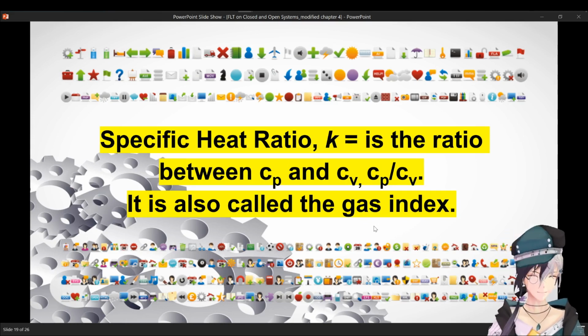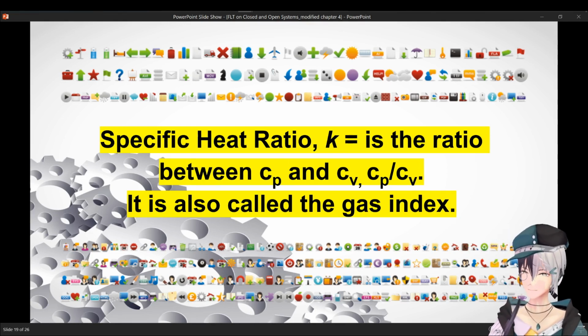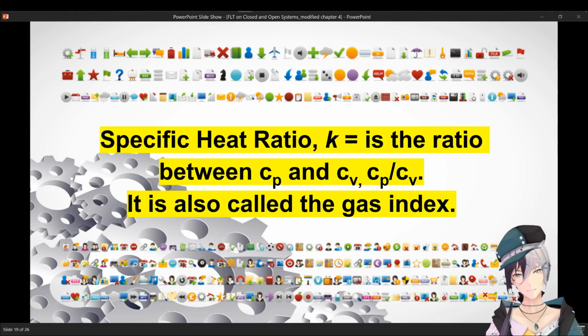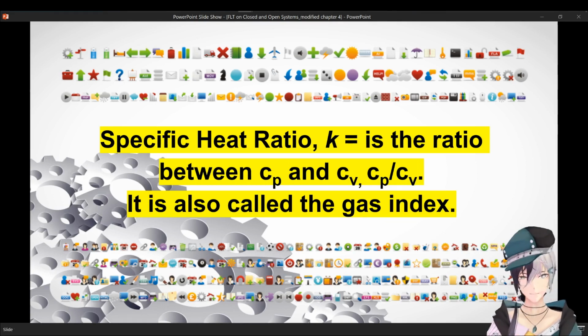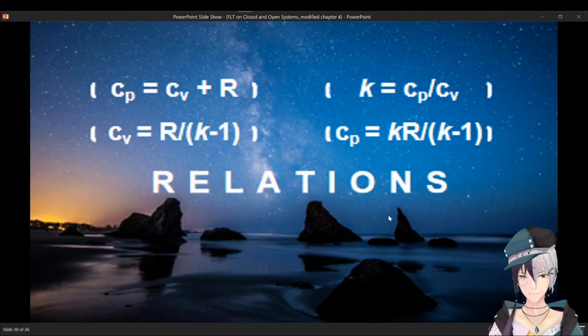So sometimes the problem statement will go like this: you are given a gas index of, whatever value, let's say 1.4. Okay? So when you see the term gas index, then that is K. Okay? K, gas index. So that's another term for specific heat ratio. And I have shown you these relationships earlier. K is a specific heat, and then the gas constant.